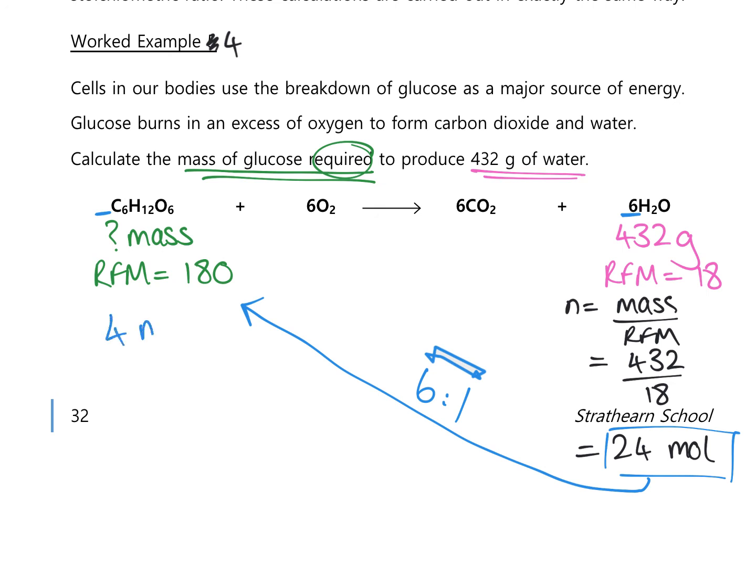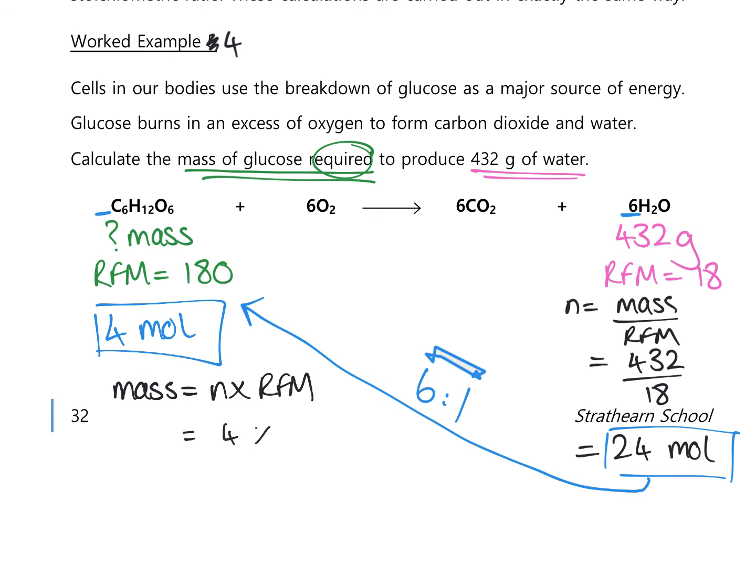4, good. And then just the same as always, convert back to your mass by doing mass equals n times RFM. That's going to be 4 times by your 180. And that should come out as 720. And then put a unit at the end. Always remember, mass must have a unit, and to put that in your final answer.